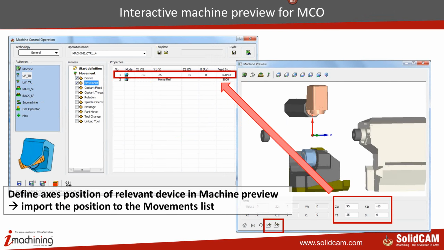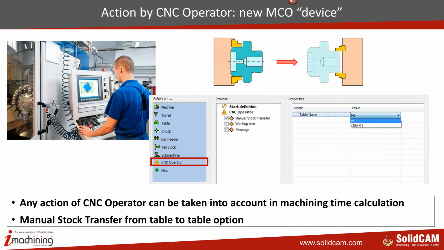Also, for the MCO, it was important for us to show you interactive machine preview so that you could really define your MCO well and see what is every step you define the MCO, you can see the machine preview. Also, another important improvement is any manual action by CNC operator can be also defined as an MCO. And this way, it can be taken into account when we calculate the machining time and when the operator does a manual stock transfer from table to table.